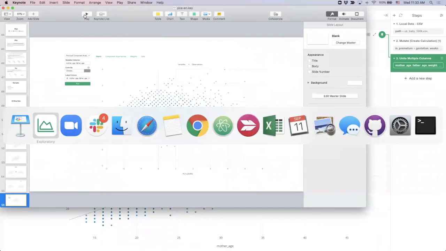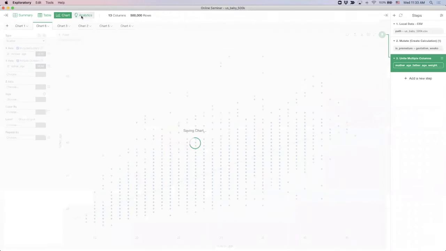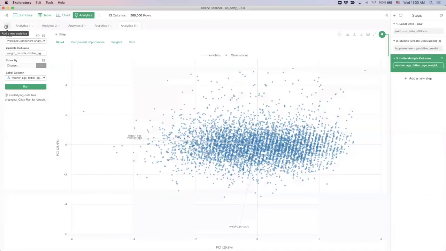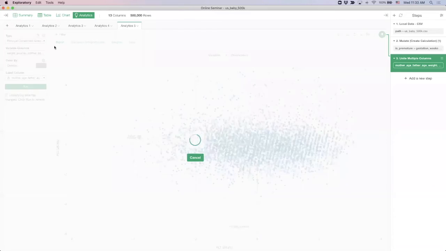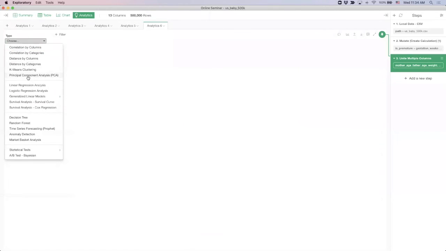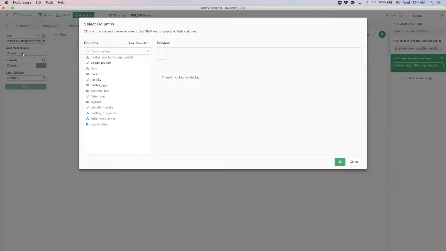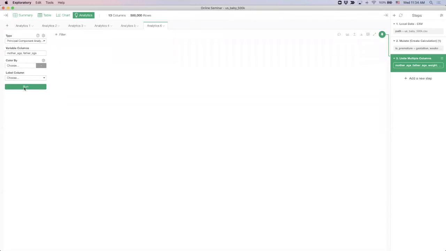So to do the PCA, go to the analytics. Now I'm gonna create a new analytics here, and then select the principal component analysis (PCA) under the type. And for variables, I'm gonna select only mother age and father age. You probably are not gonna ever do this because it's kind of stupid to try to reduce the dimension when you have only two. But this is just to explain how to interpret the result that you get from this PCA analysis. So if you click OK, I'm gonna just run it.